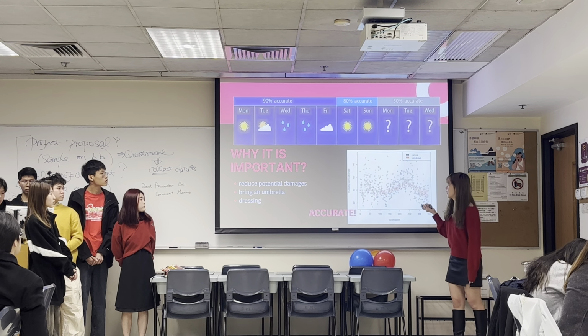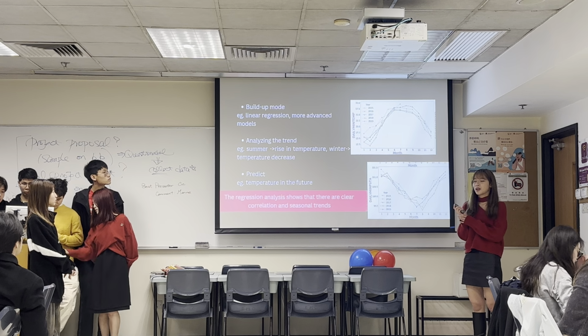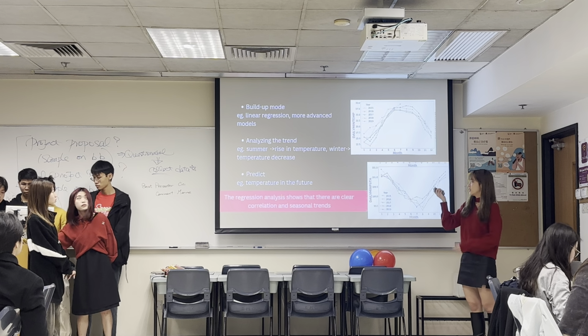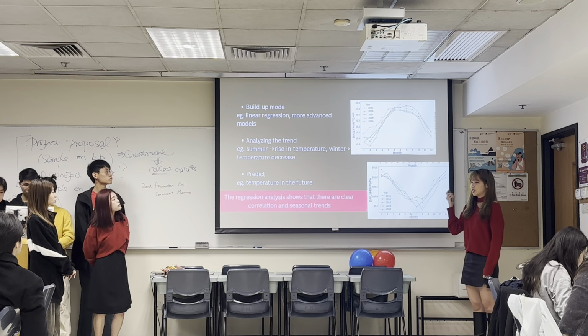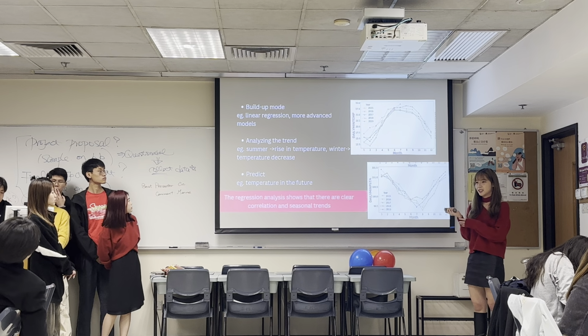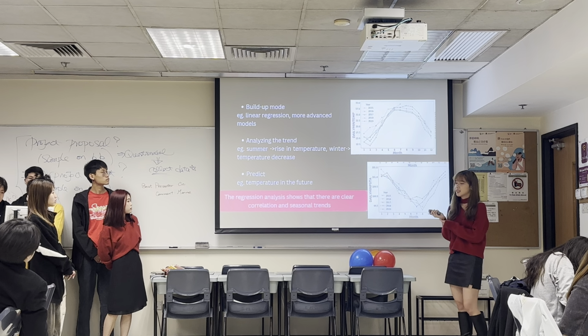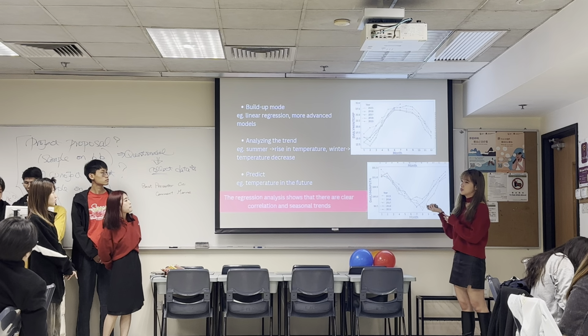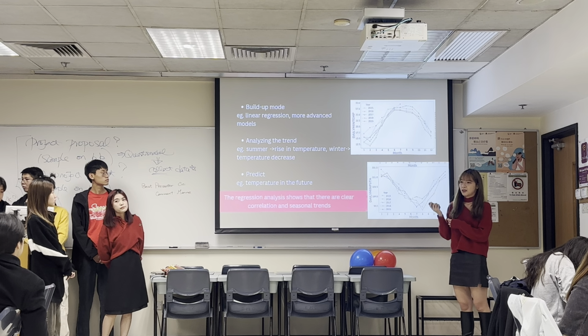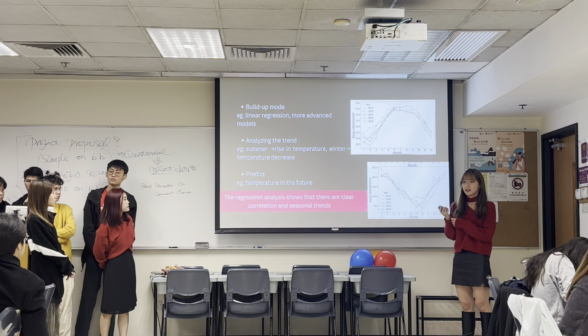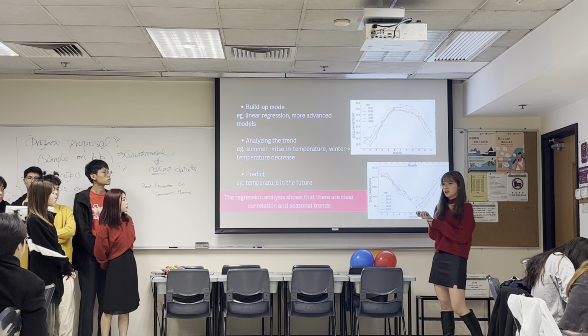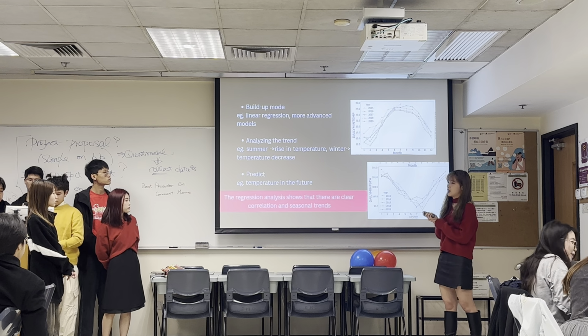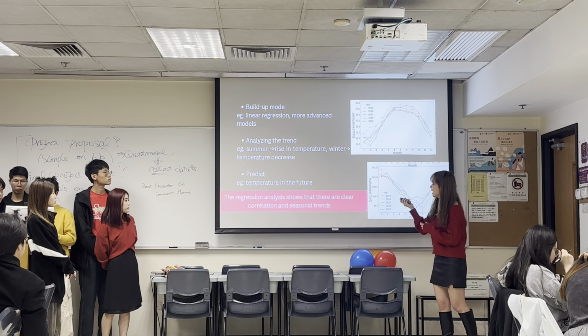So how can we use regressions to predict the weather? First of all, we can build a model. For example, we can simply use a linear one to predict the temperature by using the dates, like the years. But we can also use more advanced models, incorporating different variables, so the outcomes will be more accurate. And then we can analyze the data.